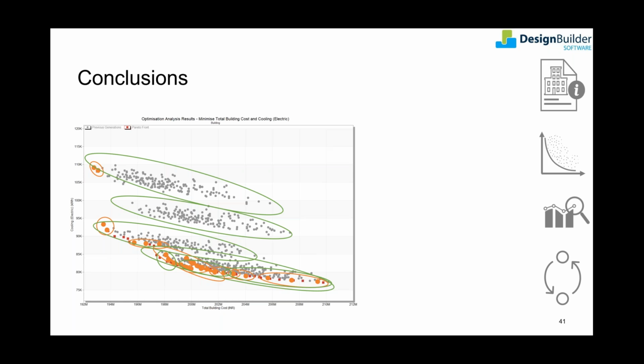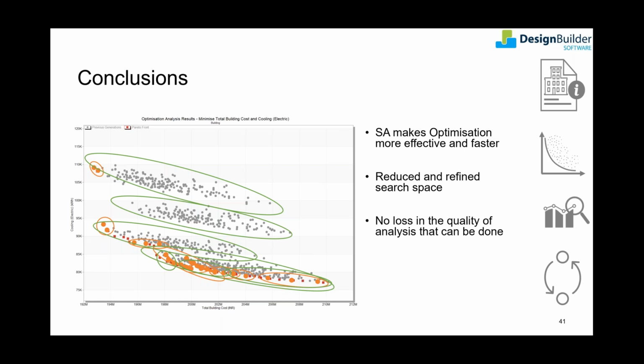So in conclusion, use of sensitivity analysis makes the simplified optimization more effective and significantly reduces overall simulation time. Sensitivity analysis helps us to identify and eliminate design variables that were unimportant for one or both the objectives, or to reduce and refine the search space significantly. Despite removing many design variables, there was no effect on the quality of the analysis that could be done. All relevant trends and patterns could be found.